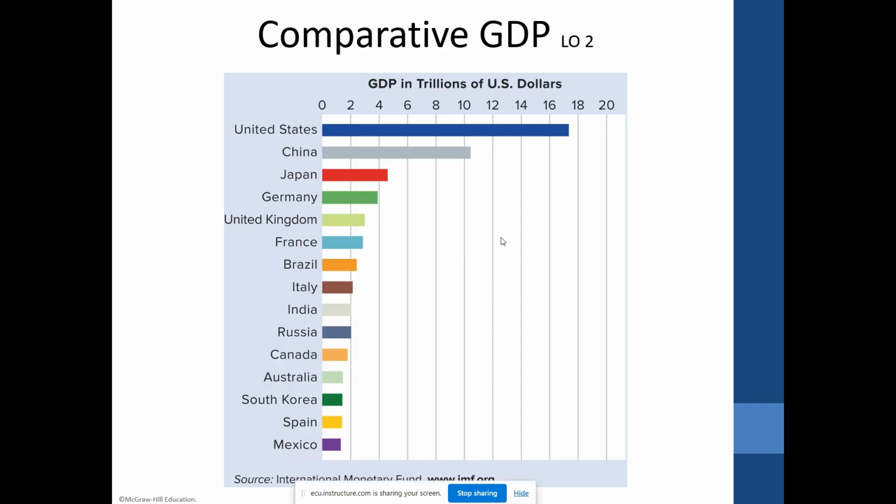This table compares GDP for selected nations for 2014. The United States, China, and Japan have the world's highest GDP. Note that all data have been converted to US dollars via international exchange rates. Alright, in the next one, we'll talk about GDP calculation with the income approach.